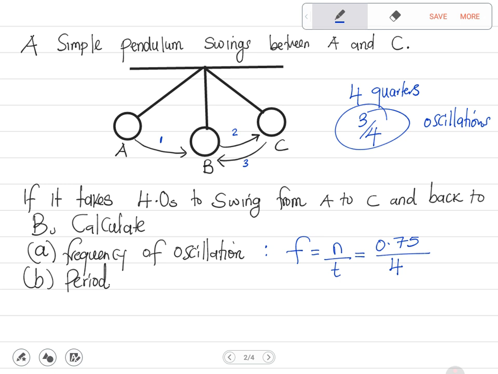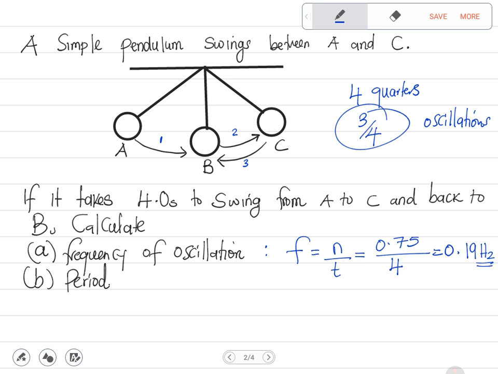So let's now do the division together. I have 0.75, I divide by 4, I'm getting 0.1875 Hz. Now I don't want all this longer number. I'm going to reduce it to my normal significant figures. So I'll just say 0.19 Hz.